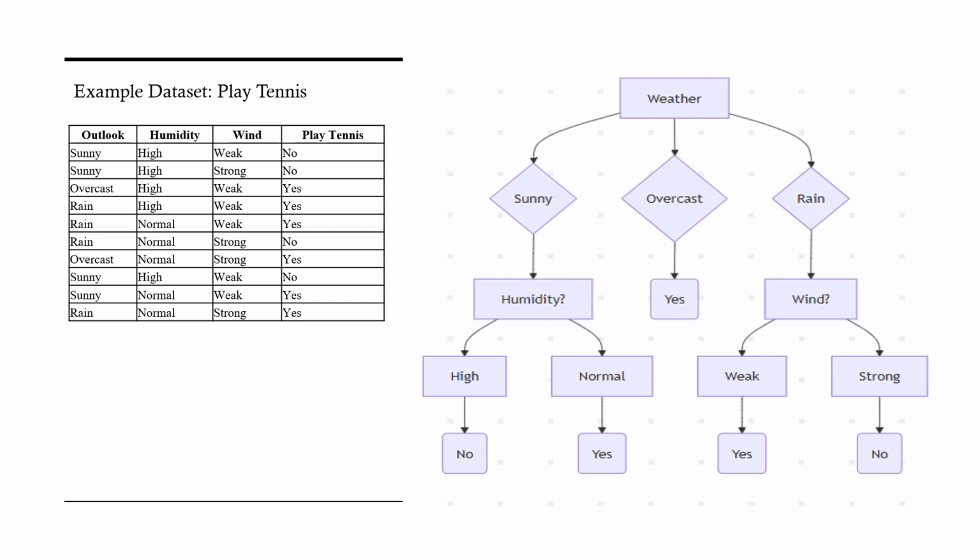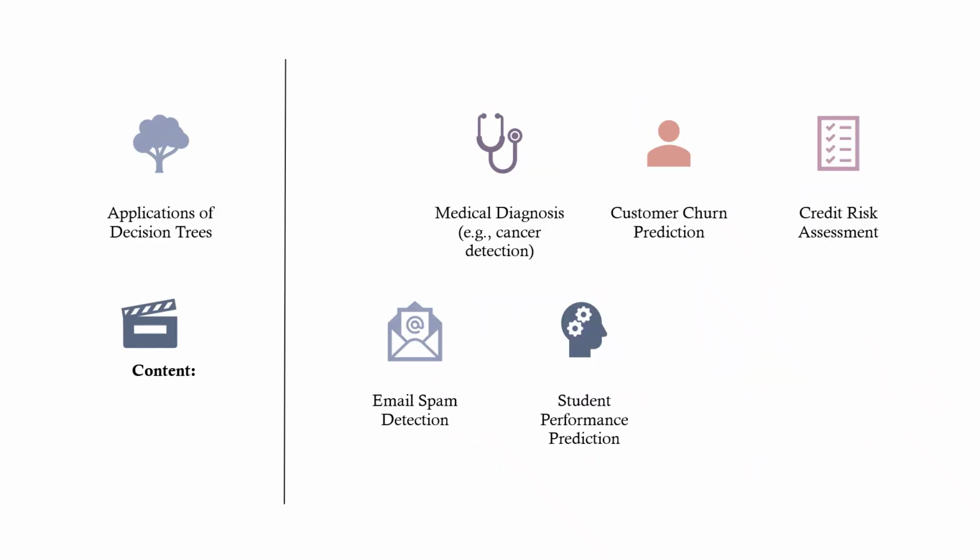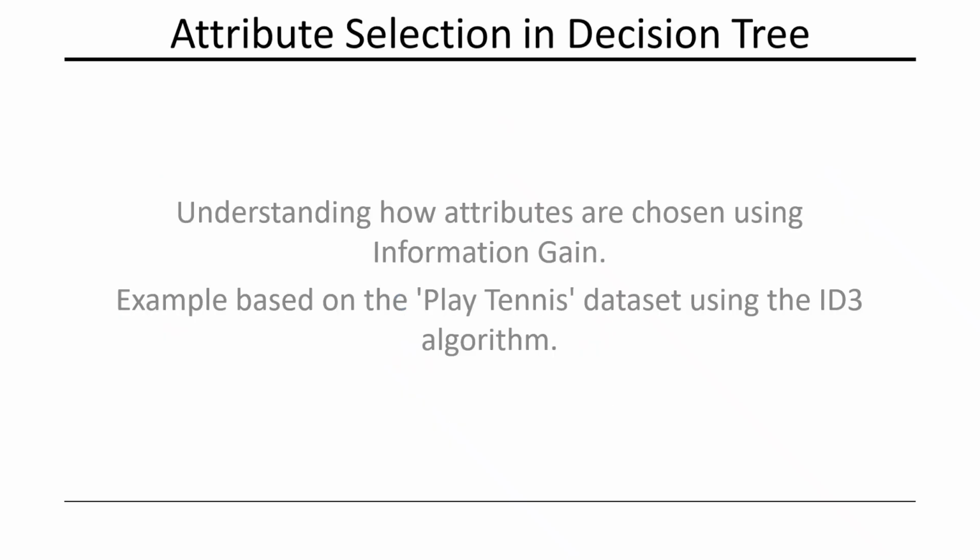So this is the flowchart we have created. This is called a decision tree. We made it. Next, we are going to see where we can apply it. One example I told is playing tennis. Similarly, we can go for different applications of a decision tree, like medical diagnosis, customer churn, credit risk, email spam, student performance. These are some examples apart from the example I have told.